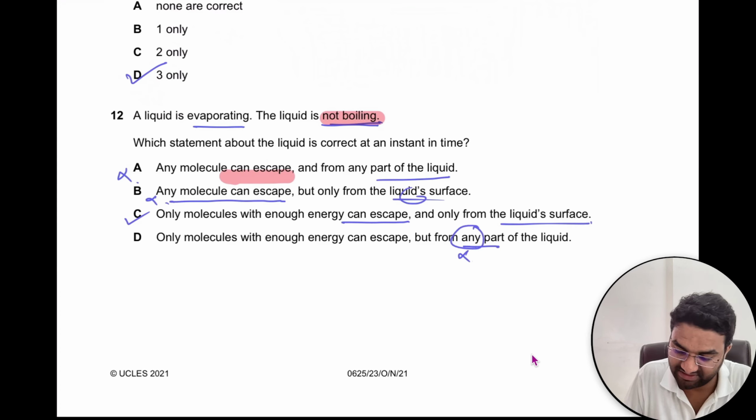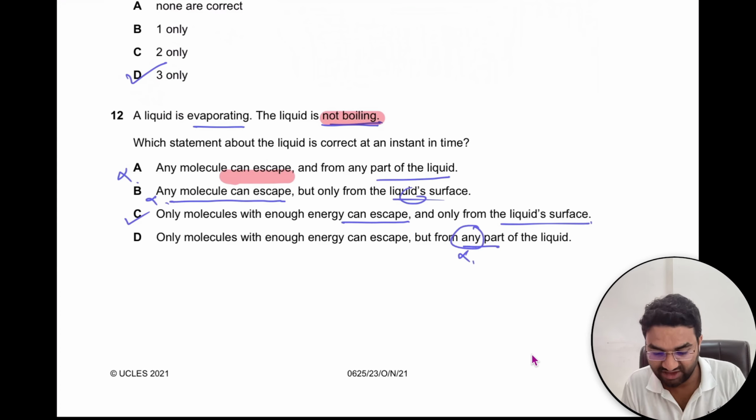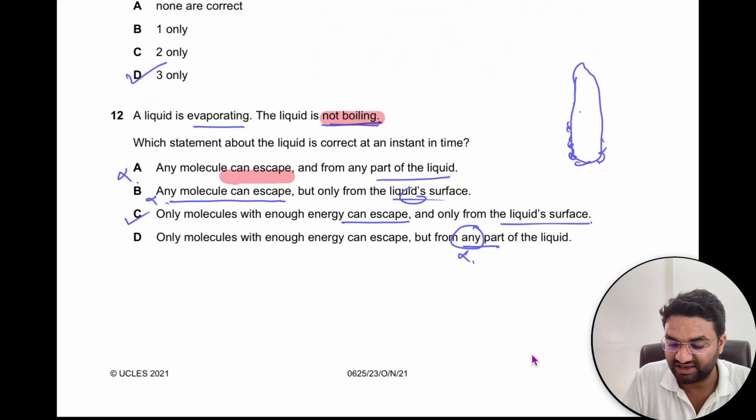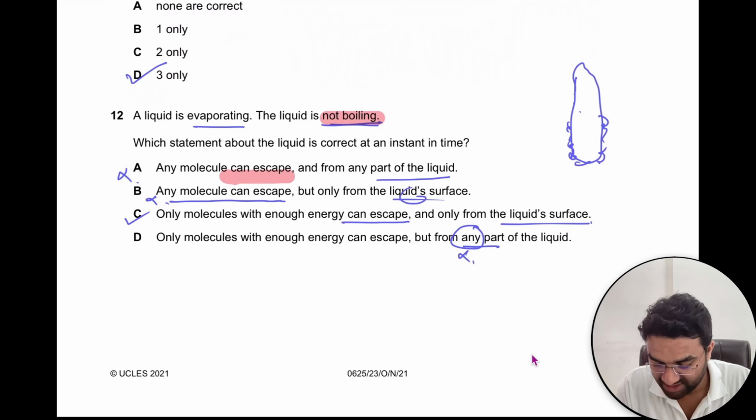No, again this does not make sense. Okay, so here, let's say this is the surface area, and whenever there is evaporation, basically the outer molecules actually escape due to energy. Fine. That's the reason we have to explain.